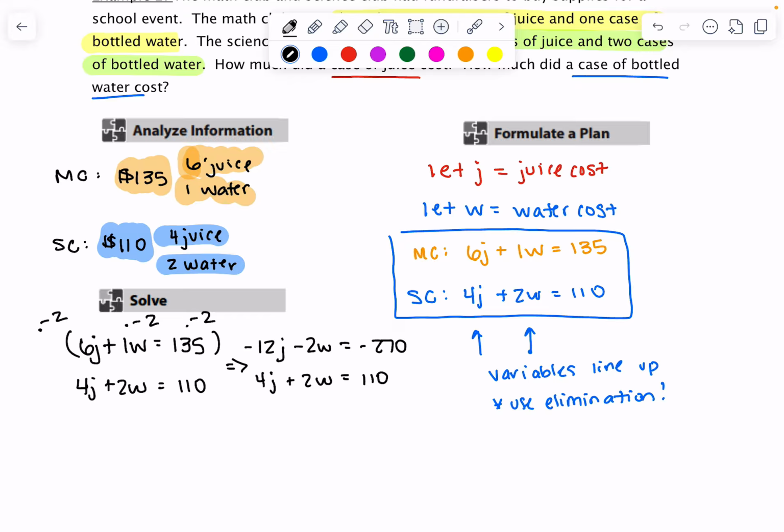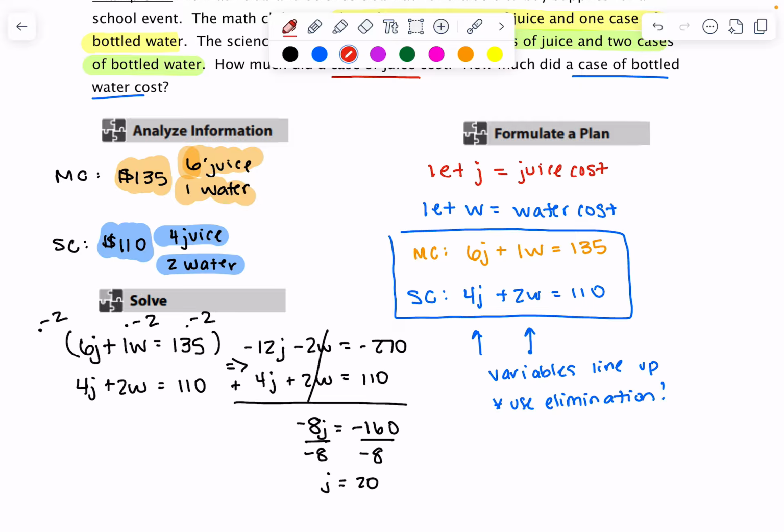And notice now I've got it set up where if I add these equations together, those cancel out. I end up getting -8J equals -160. Divide both sides by -8, and I get that J equals 20. Okay, so this means that a case of juice costs $20. So now I know that the case of juice costs $20, but I still don't know the case of the water. So I'm going to go ahead and take this 20.